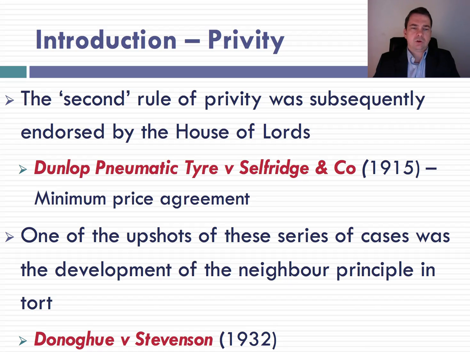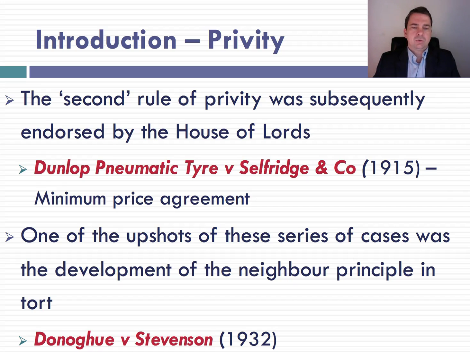Now, this case involved a minimum price agreement between Dunlop and another firm called Dew. Dunlop would sell its tires to Dew, and Dew was acting as a type of wholesaler, and Dew promised that they would not sell the tires below a certain minimum price. Now, Dunlop also demanded and got a promise from Dew that if Dew sold on the tires to another party, they would extract the same promise.